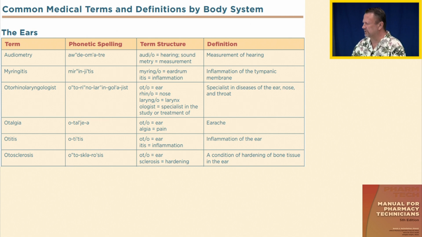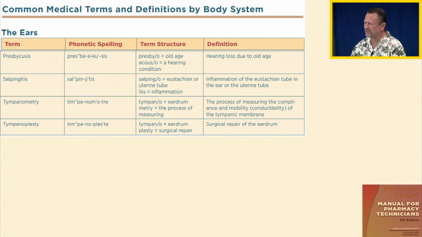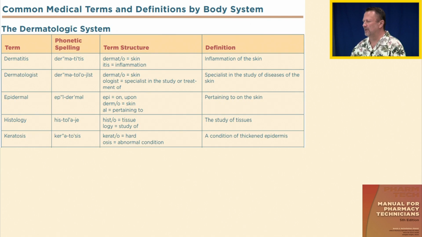And otosclerosis is hardening of the bone tissue in the ear. Presbycusis is hearing loss due to old age. Salpingitis is inflammation of the eustachian tube. Tympanometry is the process of measuring the tympanic membrane and its mobility. Tympanoplasty is the surgical repair of the eardrum.